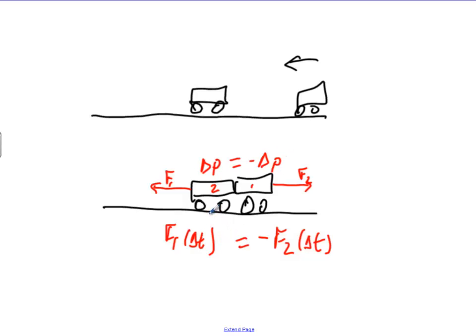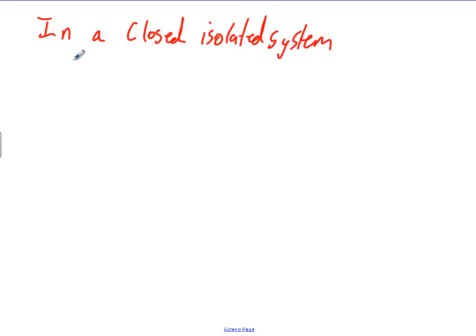Now that's a big, long, convoluted way of saying the momentum can transfer from one thing to another, but the total amount of momentum is going to be the same, because if I take delta p plus this negative delta p, I get 0. So the total change in momentum is 0, which is really what the law of conservation of momentum says. It says in a closed, isolated system, momentum is conserved.